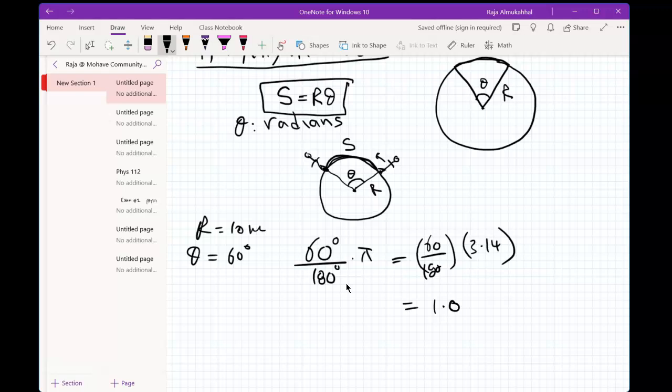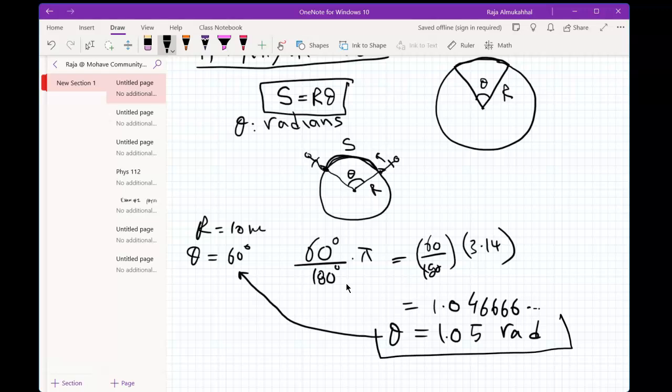Let me tell you what's displayed in my calculator: 1.04 and then 6666 forever, okay? So rather than writing all of that down, you just go 1.05. That should be good enough, okay? So there we go. This is the angle in radians. So 1.05 is exactly the same as 60 degrees, but that's the one we use. You never ever use degrees.